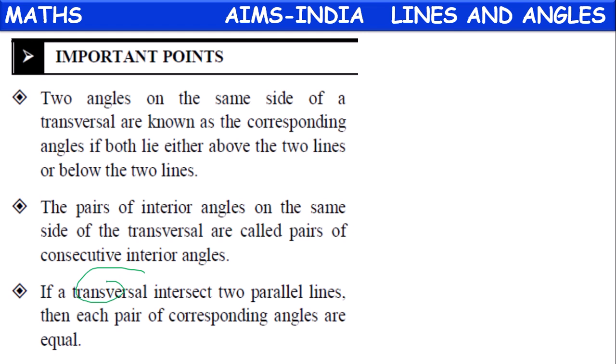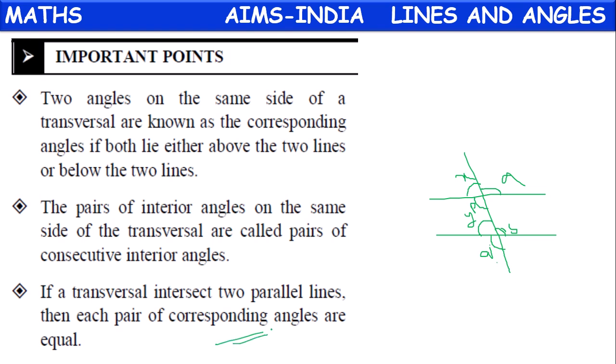Next, if a transversal intersects two parallel lines, if a transversal is drawn for the parallel lines, then the corresponding angles will be equal: x equal to y, or on this side a equal to b, or on the line downside, angle p equal to angle q, like that. Corresponding angles are equal.